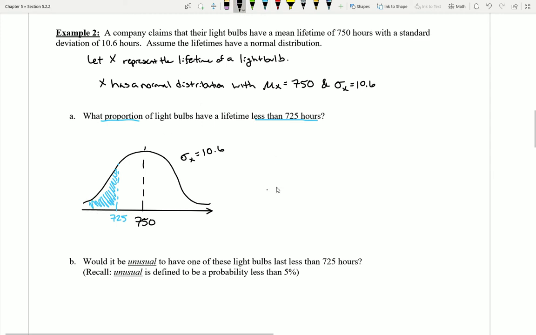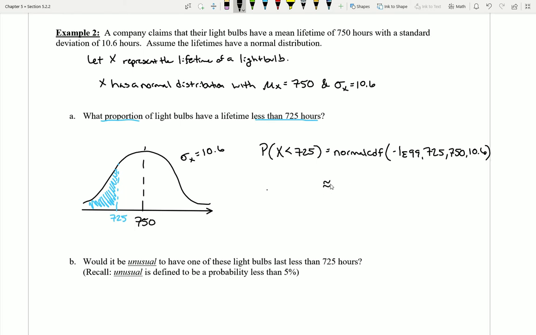So what calculator command can I use? Well, I would use a normal CDF. I'm calculating a probability, so I'm going to use this probability notation. The probability that I get an x that is less than 725 can be found by setting up my normal CDF. And then, remember, I'm going to have to do my left side and my right side. So I'm going to have a negative 1e99 up to 725, with a 750 and a 10.6. If I go to my calculator, I can type all this in and get to a final answer.